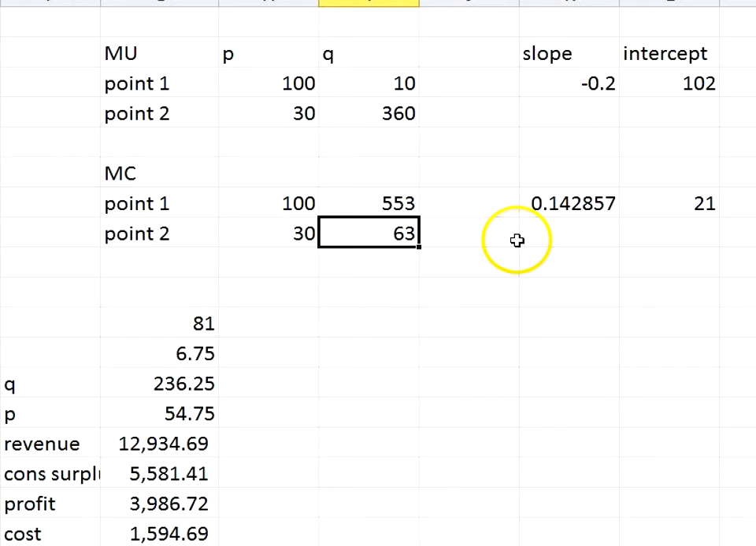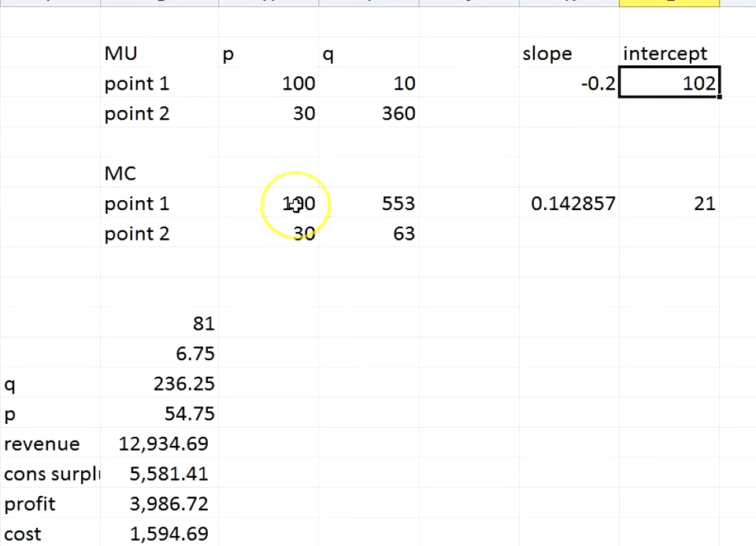So when we have that, we can compute the slope of the marginal utility as the difference in marginal utilities. That's 100 minus 30 divided by the change in quantity, that is 10 minus 360, and we end up with a negative slope of 0.2, and by substitution we can find the intercept to be 102.